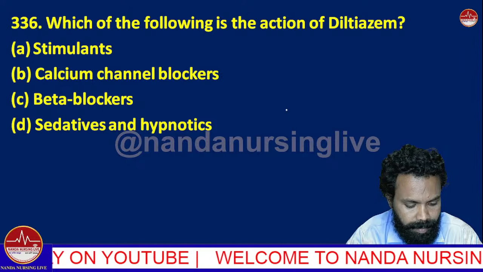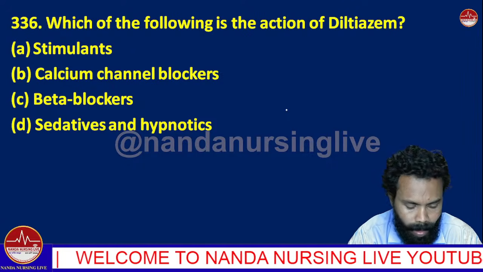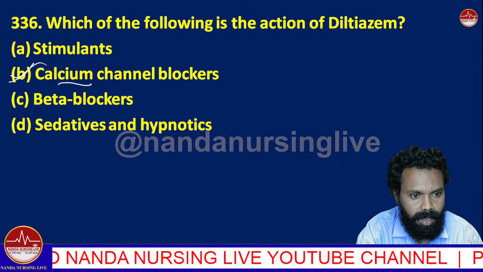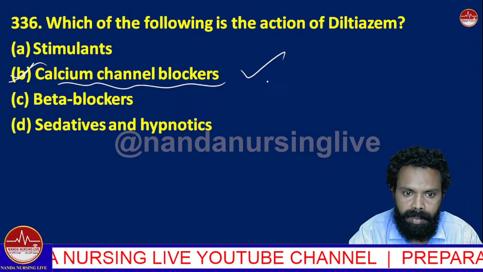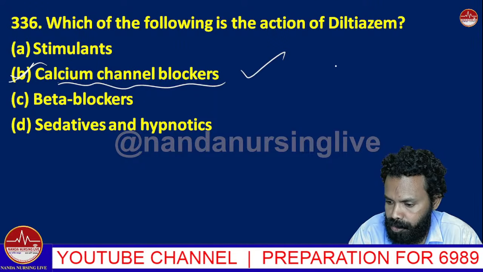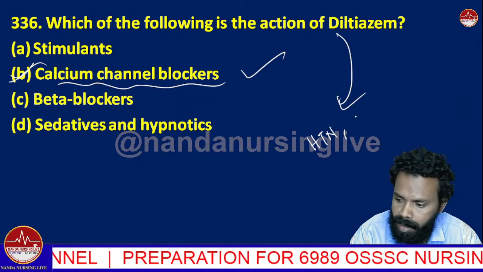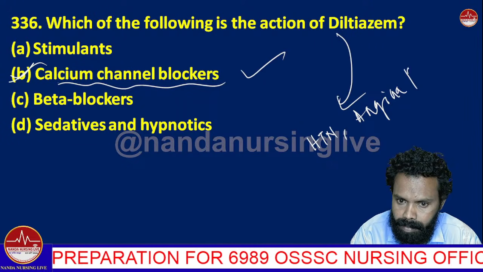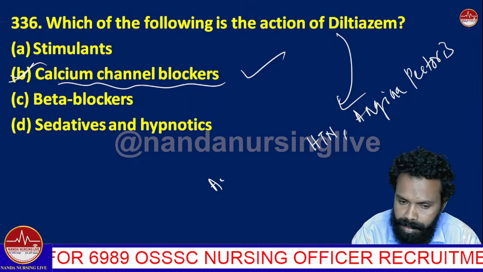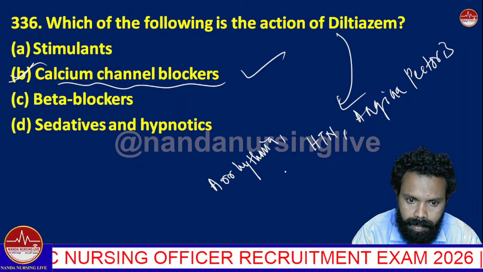So the correct answer is beta, option B, calcium channel blockers. Option B is the correct answer. Calcium channel blockers is the action of diltiazem. So diltiazem is used to treat hypertension, angina pectoris, right? And sometimes it is used in arrhythmia, right.